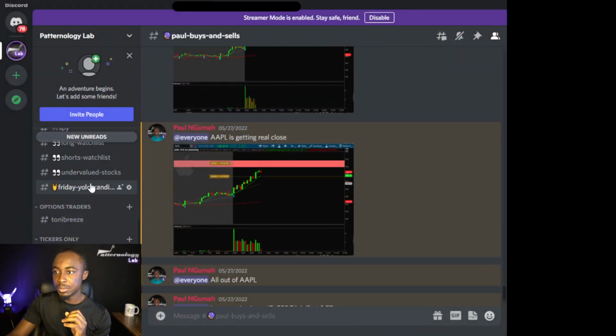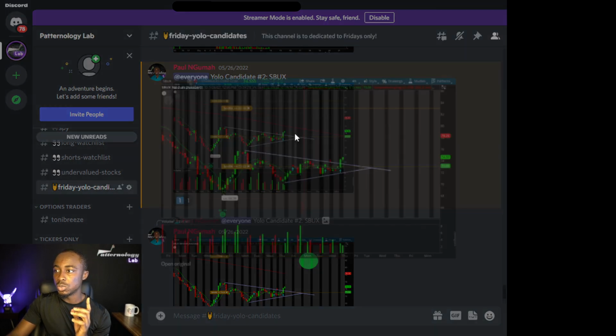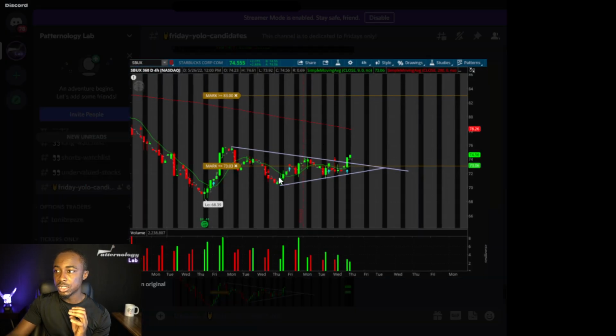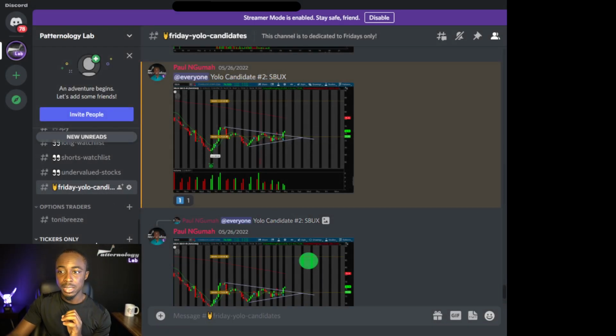Now, some other setups that were present at that time. I shared that video with y'all, I believe it was on Thursday night. We had something like Starbucks as well, which did really, really well. This is called a bullish pennant for those of y'all who are new to trading. The structure was there and the follow through was there as well. And some people were able to make some money on that.